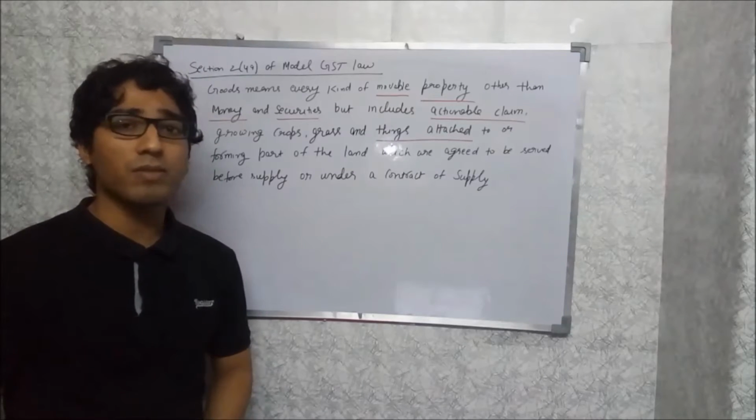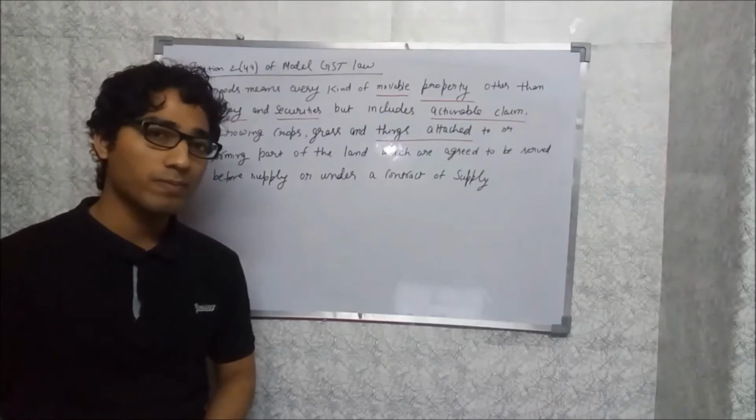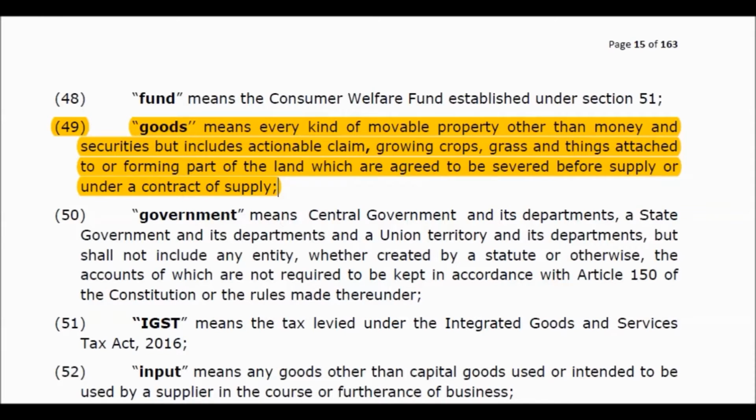According to section 2 subsection 49 of the model GST law, goods means every kind of movable property other than money and securities, but includes actionable claim, growing crops, grass and things attached to or forming part of the land which are agreed to be severed before supply or under a contract of supply.